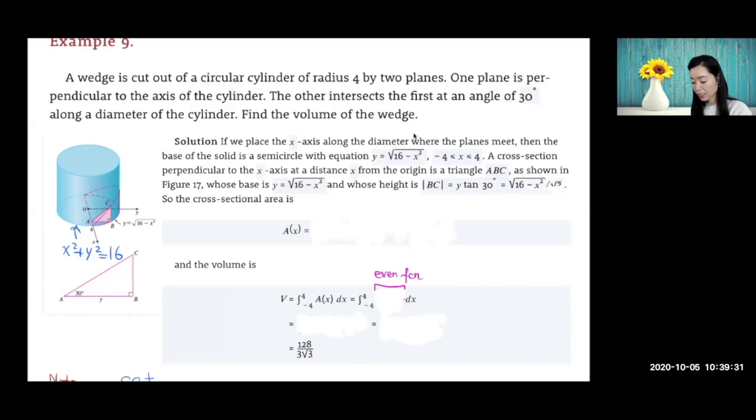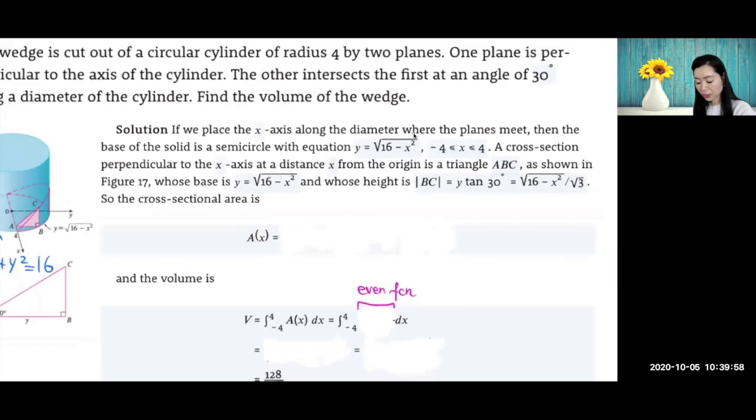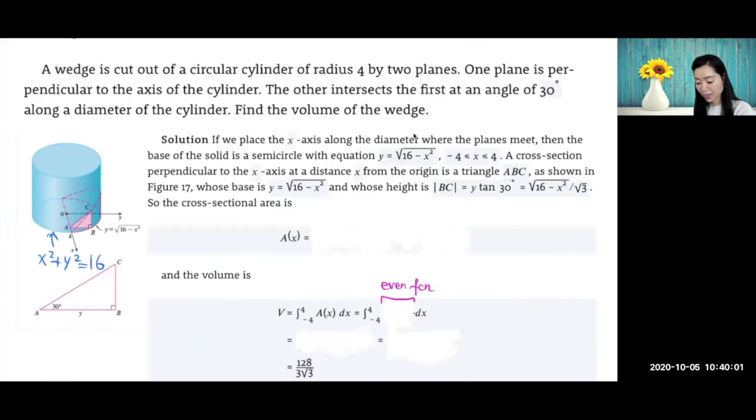Tangent of 30 degrees is going to be 1 over square root of 3. So BC, the height, is going to be the square root of 16 minus x squared divided by square root of 3. So the cross-sectional area is going to be 1/2 base times height. So 1/2, this is the base, which is y here. This is the height, which is BC over here. Do the algebra, so that's 16 minus x squared over 2 square root of 3.